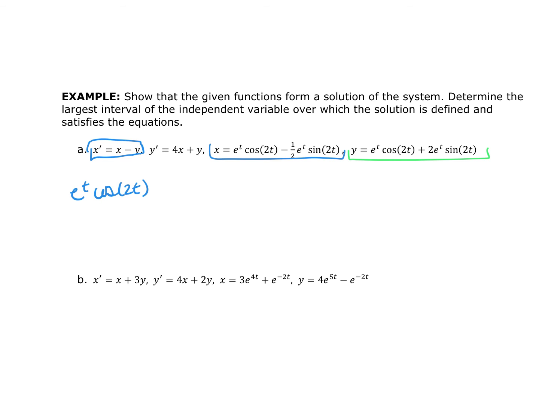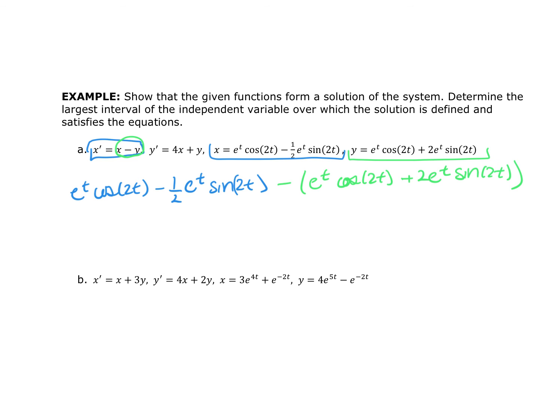cosine 2t minus 1/2 e to the t, the sine of 2t. So that is my x part. I'm going to subtract off my y part, which is e to the t, cosine of 2t, plus 2e to the t, the sine of 2t. So all I'm doing is I'm just doing this x minus y, seeing what I get, where here's x, and here's y. That's all I'm doing.